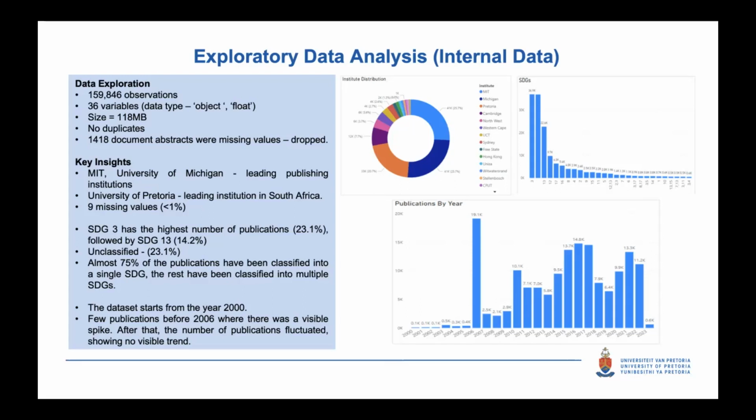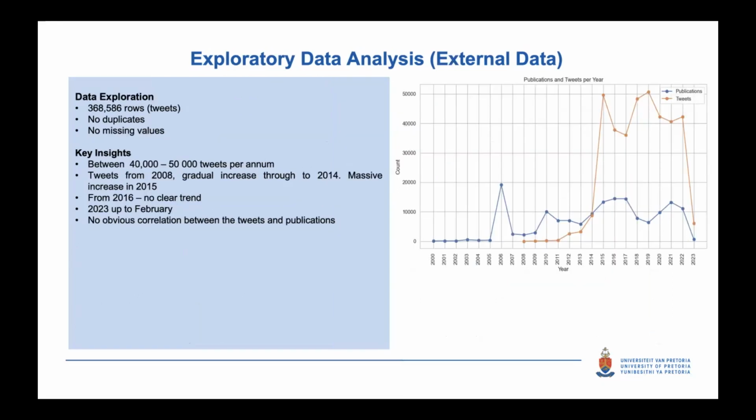With regards to publications, the data starts from year 2000 with few publications before the year 2006. Particularly in 2006, there was a huge spike, after which there's been no clear trend. Looking at the external data set, we can observe that there are about 40,000 to 50,000 tweets per annum. These tweets start from 2008 and there has been a gradual increase through to 2014 and 2015. From 2016, there has been no clear trend.